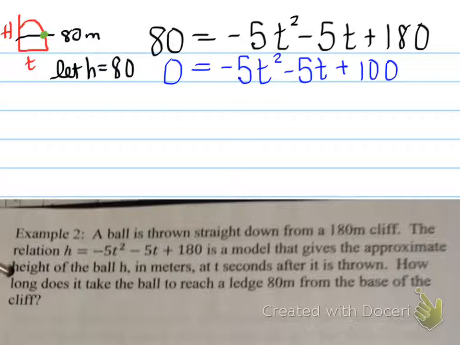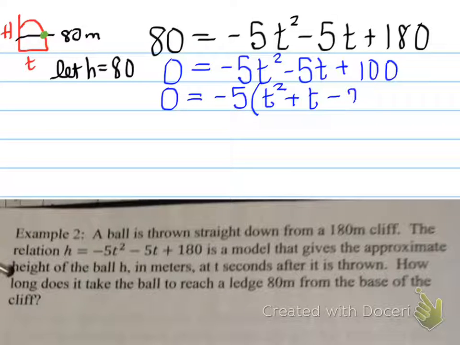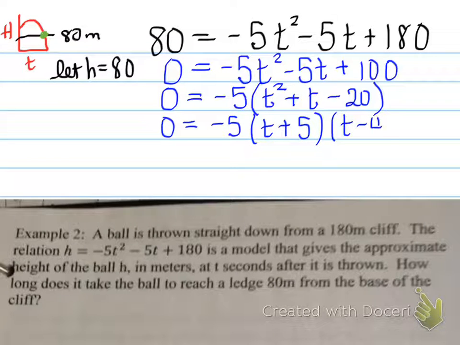The next step we have to do is remove this negative 5 from the whole equation. So we're going to divide out negative 5 from the whole equation, because to factor, we should always common factor first. So I'm going to common factor the negative 5. I'm left with a simple trinomial. And what two numbers multiply to give us negative 20 and add to give us 1? And that would be t plus 5 and t minus 4.